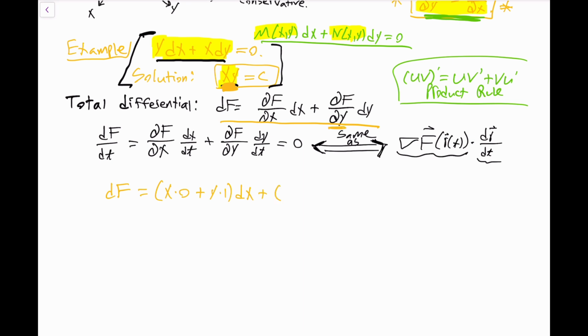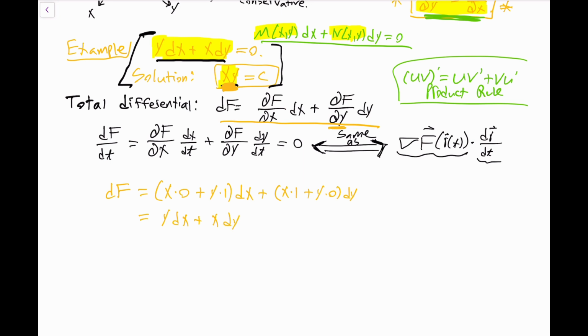Plus, so now we want the partial of f with respect to y. We have uv prime, so x, y prime, so that's just a 1, plus vu prime, so y times u prime, so it's x prime with respect to y, just a 0, dy. So we have df is equal to y dx plus x dy.